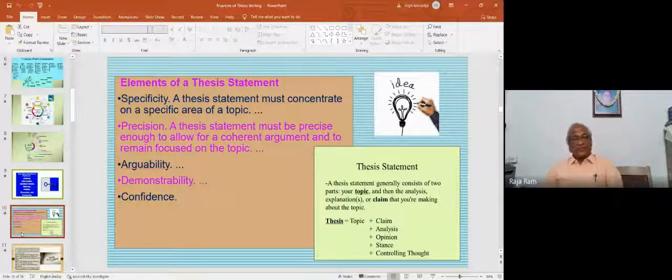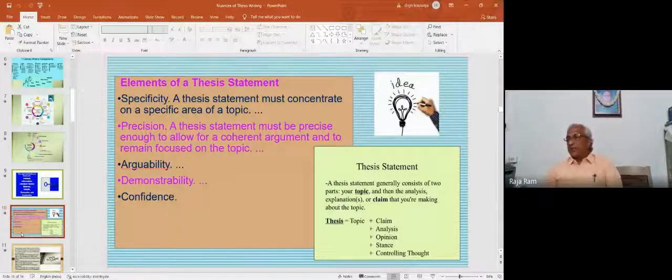The thesis statement should demonstrate the title, what has to follow. And we should be very confident. The thesis statement should be confident. It should not be vague. It should not be doubtful. So it should be confident. The writer should be very confident in bringing that thesis statement before writing a thesis.